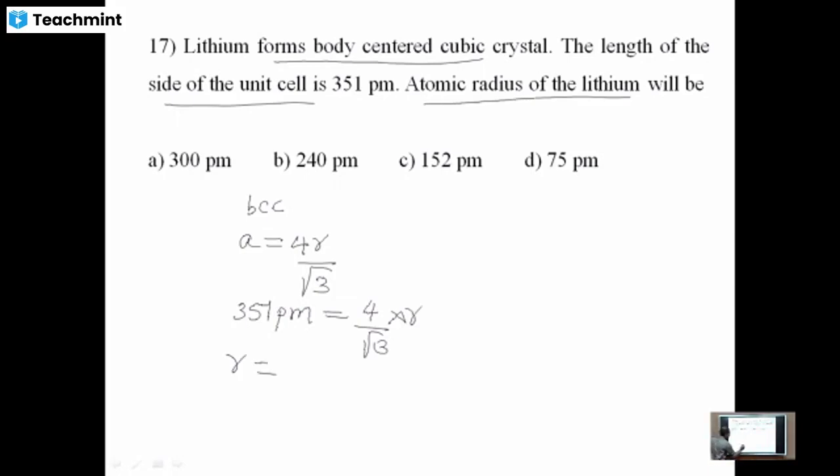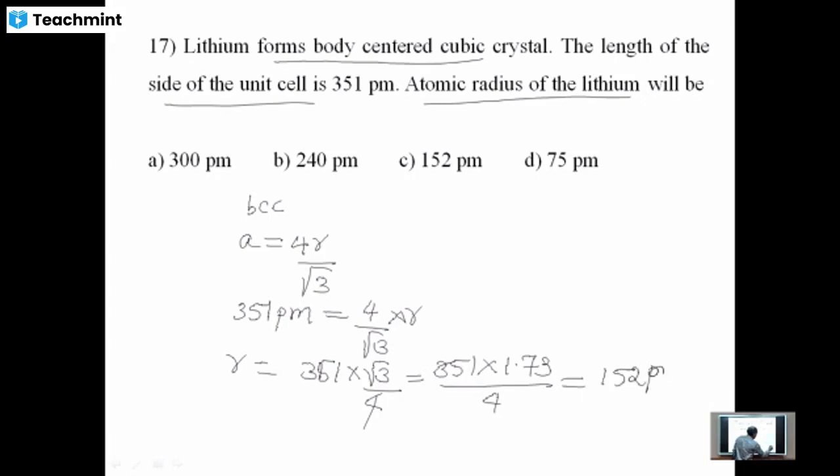r is equal to 351 into root 3 divided by 4. Nothing but 351 into root 3 value is 1.73, divided by 4. If you simplify, we get 152 picometers. 152 picometer. Therefore, right answer is C.